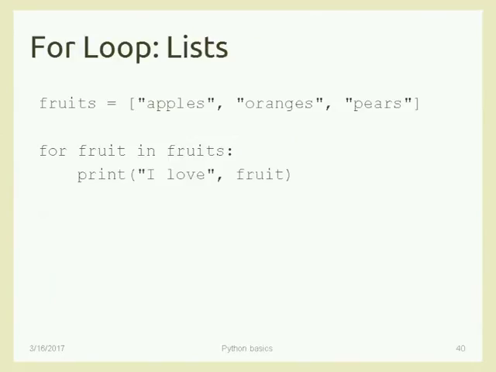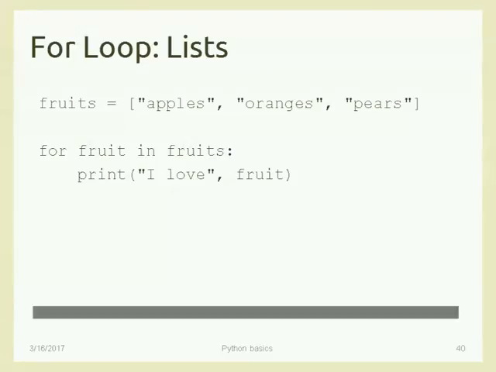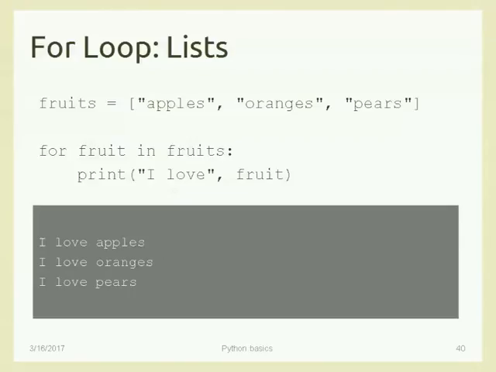Back to the list. We can use a for loop for printing the single elements of a list. We have this list, like before, fruits, composed of 3 fruits: apple, oranges, and pears. And we say, for each variable fruit, single fruit, in the list, print I love the fruit. So this will print, as we saw before, the first time I love apples, the second time I love oranges, and the third time I love pears.